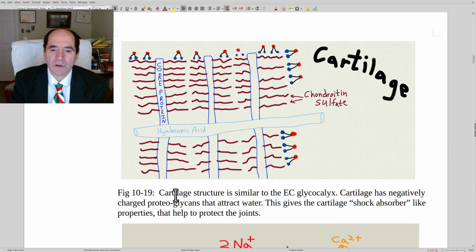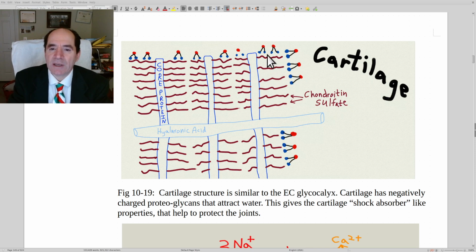Okay, so now I'm going to show you a slide. This is what cartilage looks like. Cartilage is in your joints, and the point I'm making here is it's very similar to the endothelial glycocalyx. In the middle you'll have something called hyaluronic acid, with core proteins attached to it. Then you'll have the negatively charged disaccharide repeating units with sulfates on them. Like this one will be chondroitin sulfate. Okay, chondroitin kind of implies cartilage.